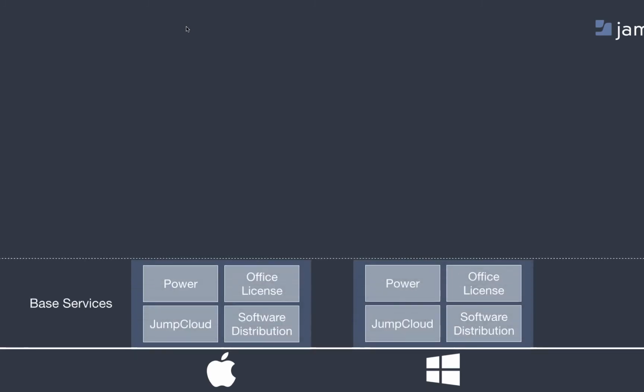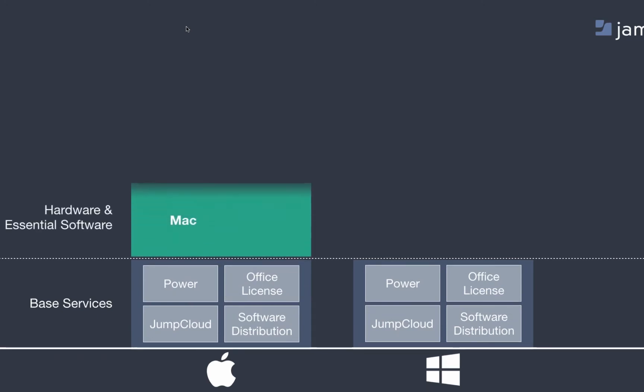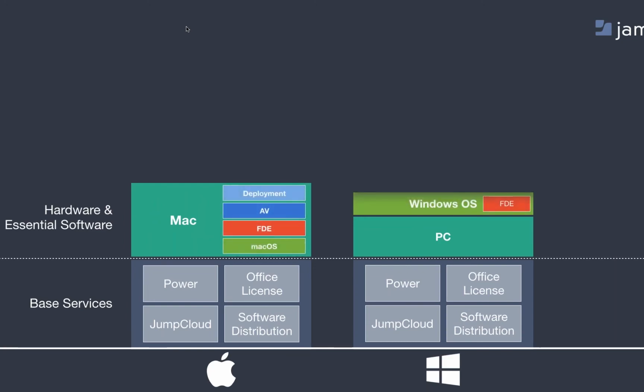Every machine we have has some base services on it, right? We have to pay for power, we have Office licenses, we have servers to do software distribution, and then we have JumpCloud as our directory service. These are essential hardware and software that we need in order to just get the machine on the network. I would agree with the argument that sometimes Apple hardware is more expensive on that initial acquisition than an equivalent Windows machine, but we get a lot with that.